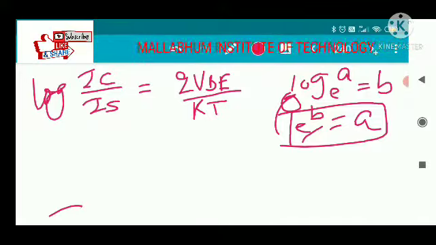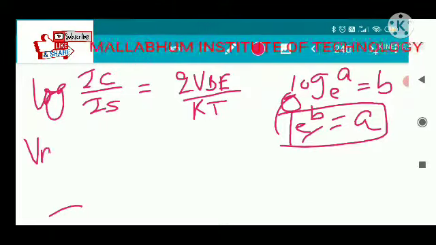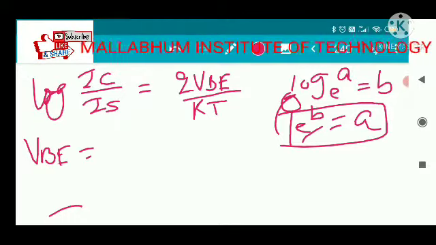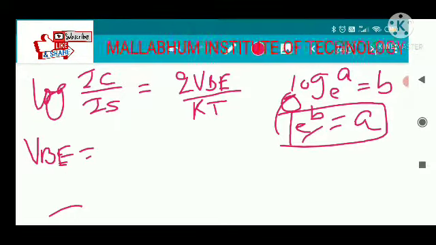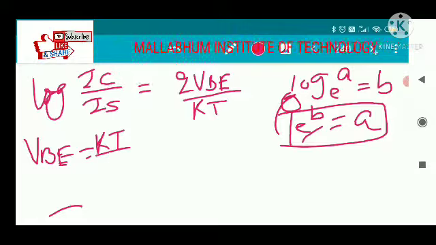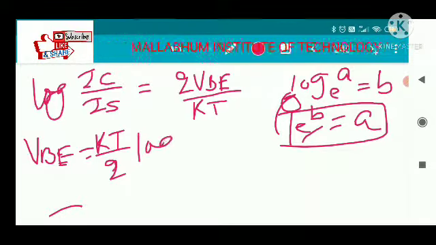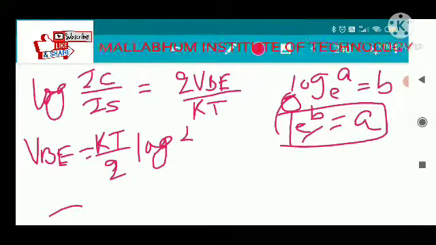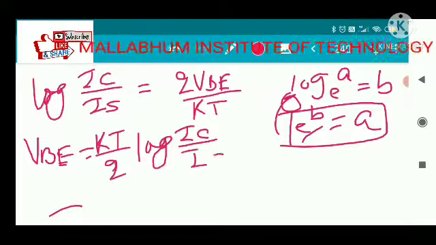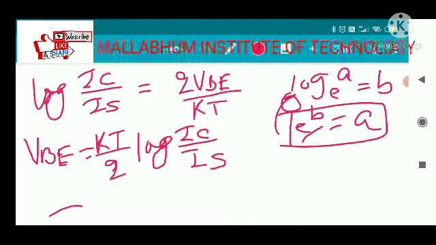So VB, just calculating VB from that equation. VB is nothing but KT by Q log IC divided by IS. Okay, so this is the expression for the VB.